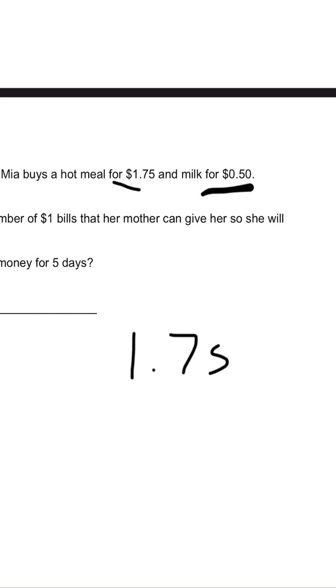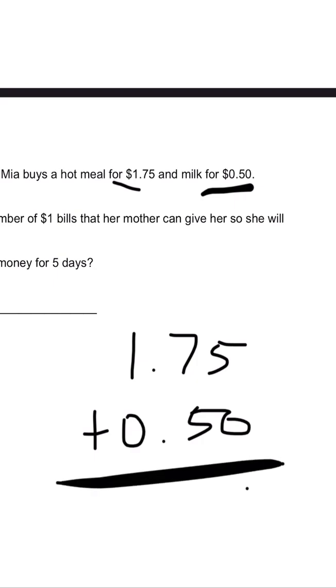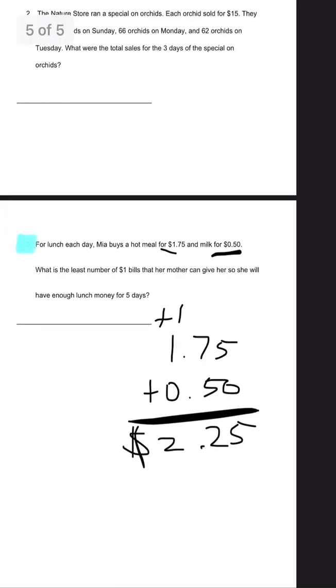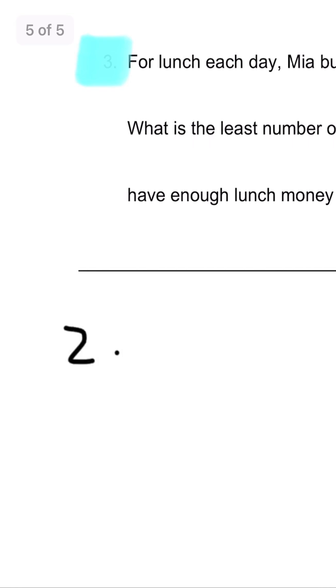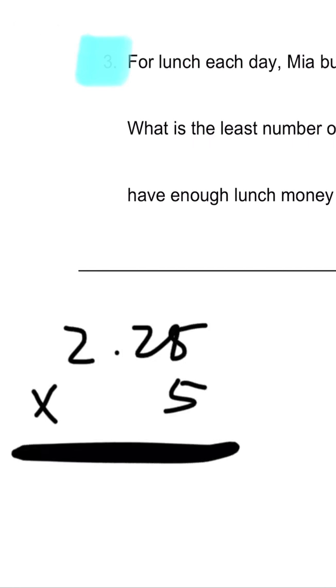So 175 plus 50 cents. Make sure to line up the decimal place when you add. So we have 225. This price is per day. We want to find the price for 5 days. So we're going to do 225 times 5. Let me write that 5 a little better.